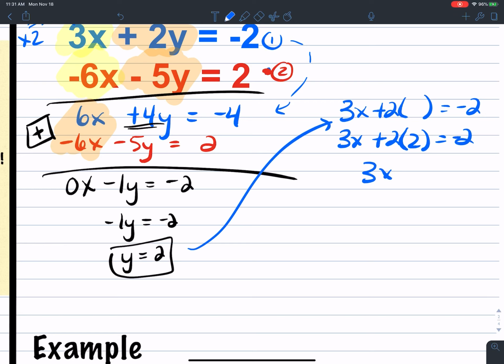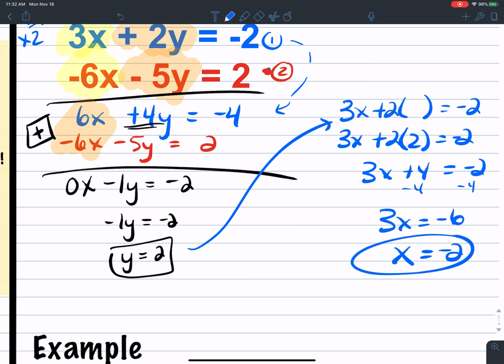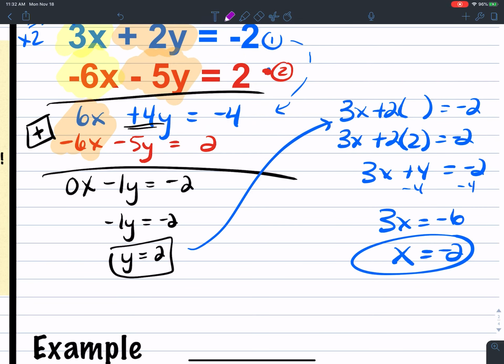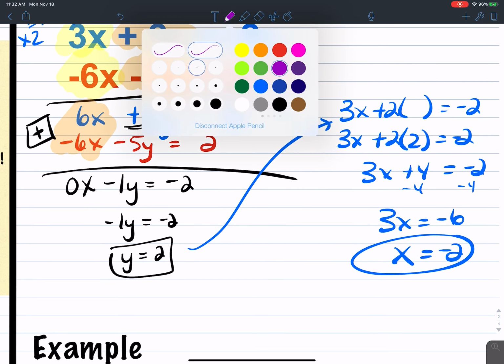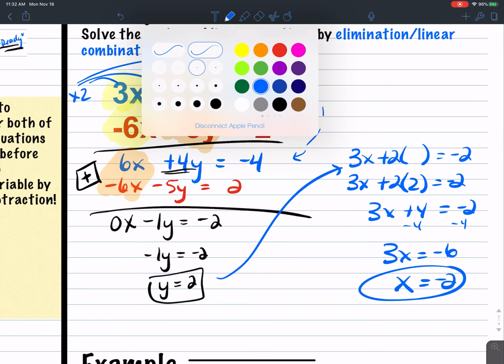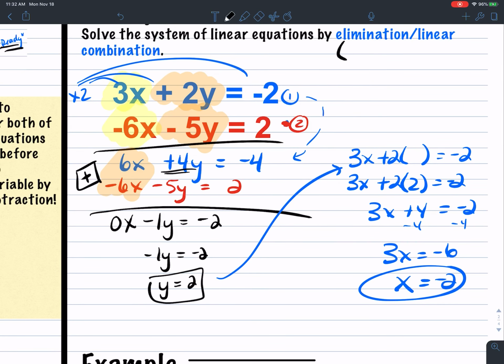So here I get 3x plus 4 is equal to negative 2. So after we subtract 4, 3x is equal to negative 6. So x is equal to negative 2. Now, again, just to emphasize that we're using a method to solve, if I wasn't using a graph to check my work, I could plug this in for x and y to make sure that it satisfies both of the originals. So again, we think our solution is the point negative 2, 2.